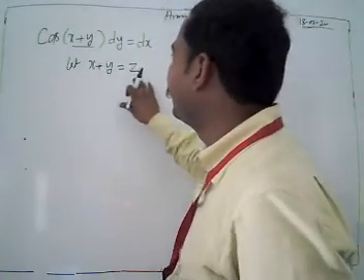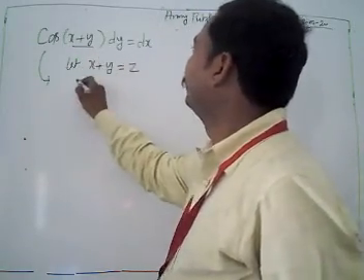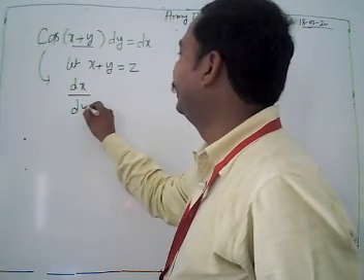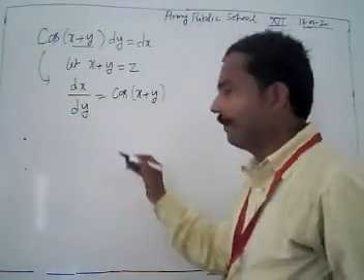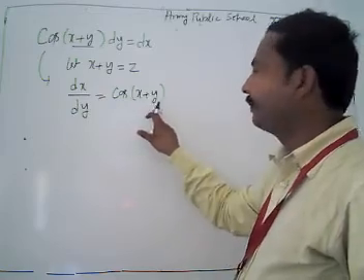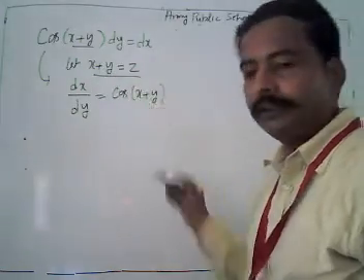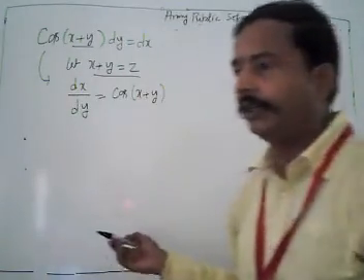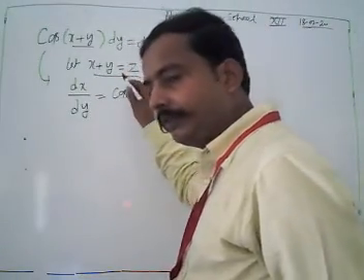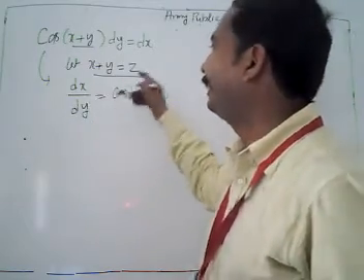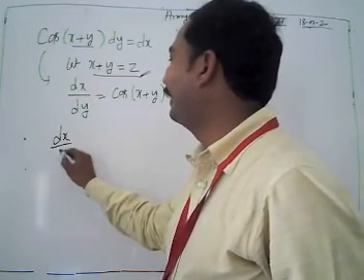Now when we have x plus y equal to z, first of all this equation can be written in the form dy/dx = cos(x + y). To solve it we want to separate our variables, but our variables x and y are in sum form, so we have to use this method to reduce the equation to a single variable. We take x plus y equal to z and differentiate with respect to x.